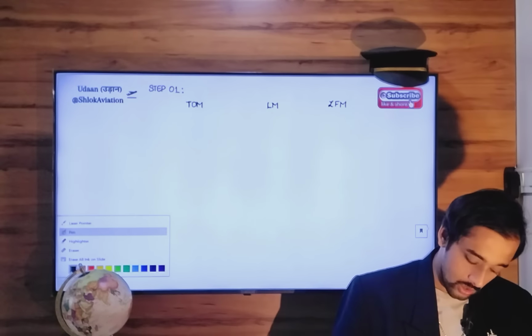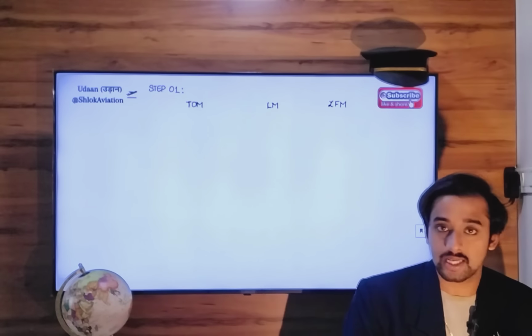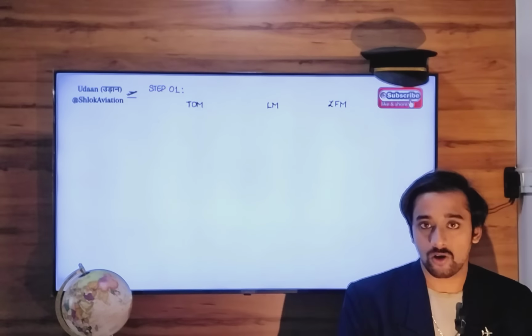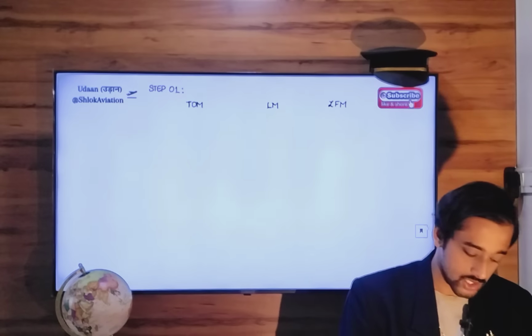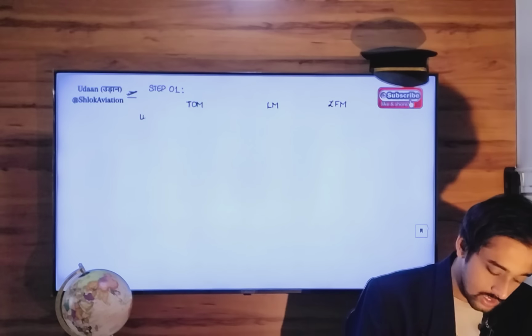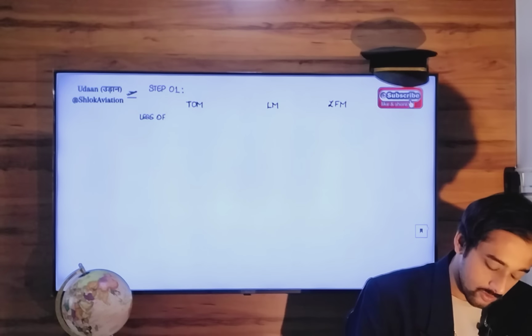Our step number 1, like always, is to make three columns, one for takeoff mass, the second for landing mass, and the third for zero fuel mass, right? In the takeoff mass column, you are going to write a value which is the lesser of performance limited takeoff mass and maximum structural takeoff mass.